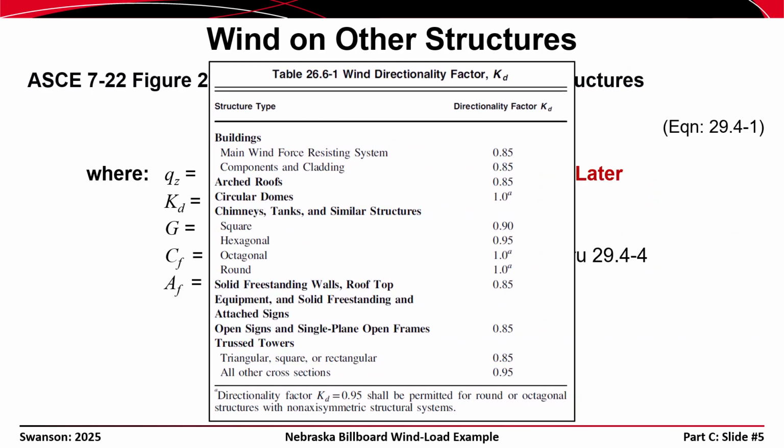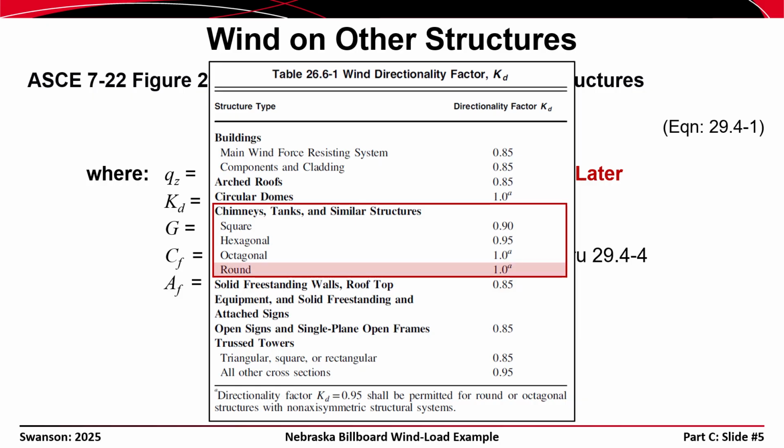The directionality factor, K sub d, is determined by referring to Table 26.6-1 of ASCE 7. In that table, there is a group of entries associated with chimneys, tanks, and similar structures. Since our posts are round, we will take the directionality factor as 1.0. Recall that the directionality factor for the sign itself was taken as 0.85. However, since the posts are round, the effect that the wind has on the posts is theoretically the same regardless of which direction the wind blows. So in this case, we'll take the directionality factor as 1.0 instead.